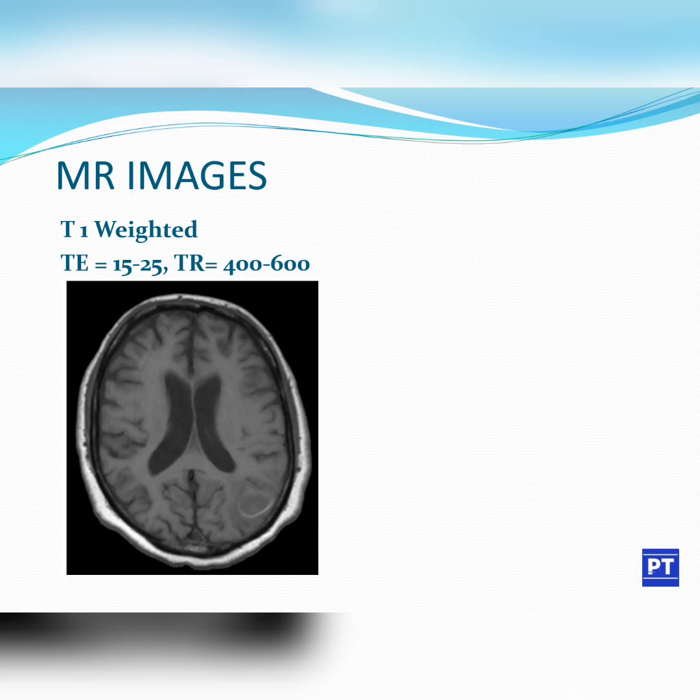So in the case of a T1 weighted image, the TE and the TR will be short. TE will be roughly around 15 to 25 and TR will be around 400 to 600.